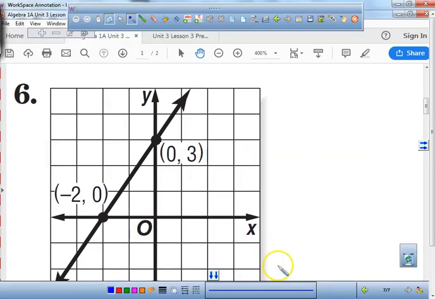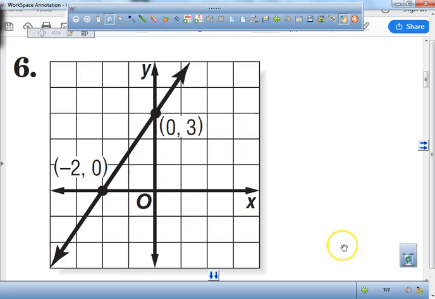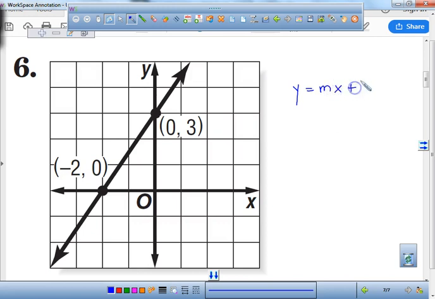Okay. All right, here we go. If you're watching the video, pause it. See if you can come up with the answer. Y equals mx plus b. All right, we're going to check it in about 30 seconds. All right, so we're going to write this line as a linear equation in slope-intercept form.